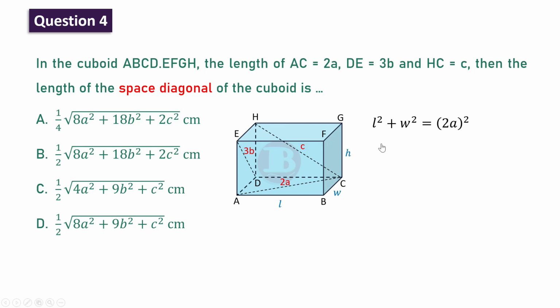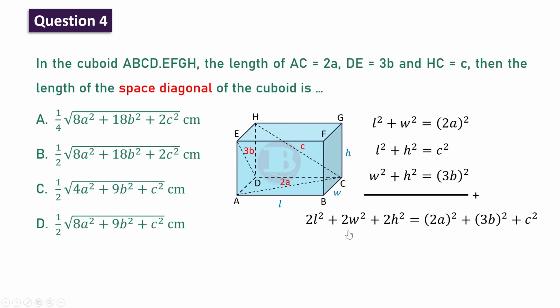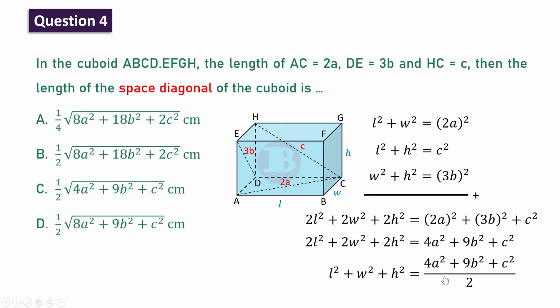Use the Pythagorean theorem in every right triangle formed. L squared plus W squared equals (2A) squared, L squared plus H squared equals C squared, W squared plus H squared equals (3B) squared. Next, add up the three equations above. 2L squared plus 2W squared plus 2H squared equals (2A) squared plus (3B) squared plus C squared. 2L squared plus 2W squared plus 2H squared equals 4A squared plus 9B squared plus C squared. Then divide both sides by 2, L squared plus W squared plus H squared equals (4A squared plus 9B squared plus C squared) over 2.